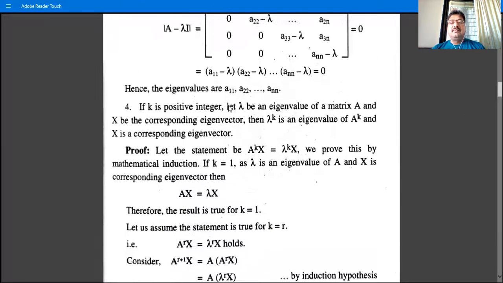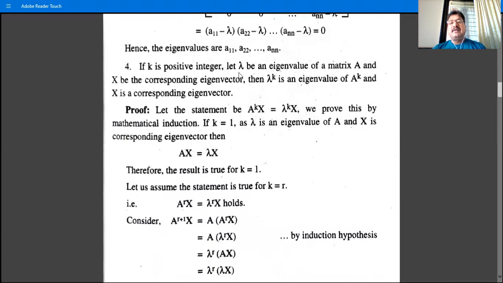So this is about the next result. If k is a positive integer, if lambda is an eigenvalue of A and x is the corresponding eigenvector, then lambda raised to k is the eigenvalue of A raised to k, and x is the corresponding eigenvector. There is no change in the eigenvector. But if lambda is an eigenvalue of A, then lambda raised to k is the eigenvalue of A raised to k. Okay, so this is again the important theorem.